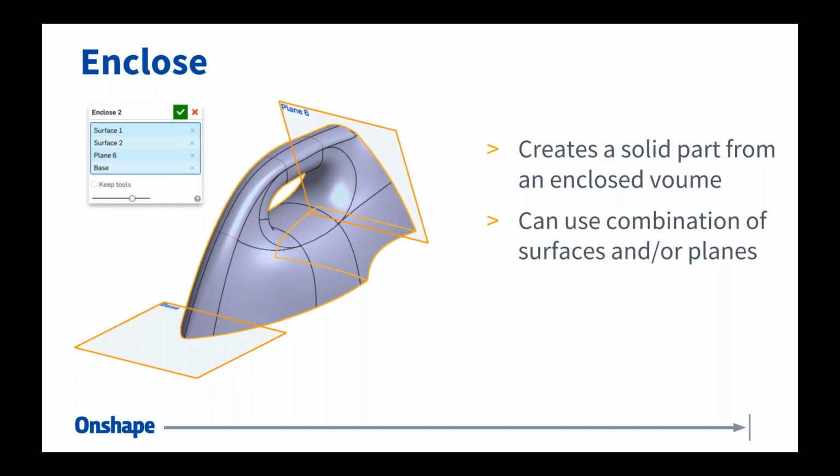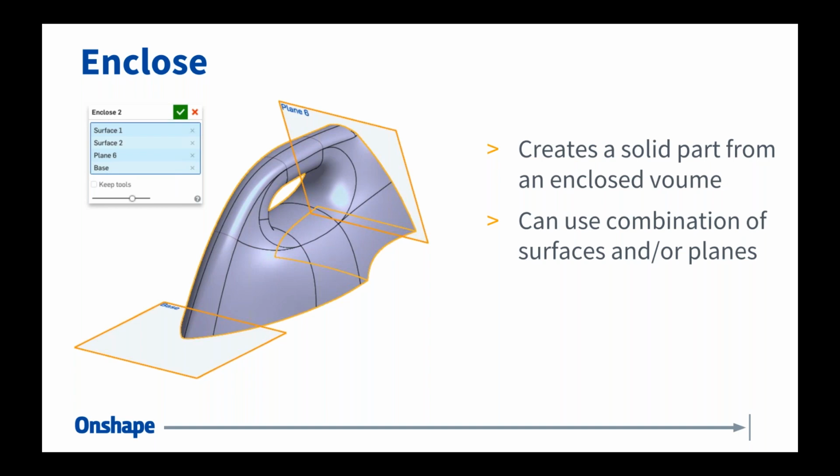Now, enclose, as you might expect, takes an enclosed volume. It could be a combination of surfaces, even planes, and it creates an enclosed solid out of that volume, right? So you can imagine, if I have what is essentially a shell, and I just want to make it into a solid volume, I would use enclose.